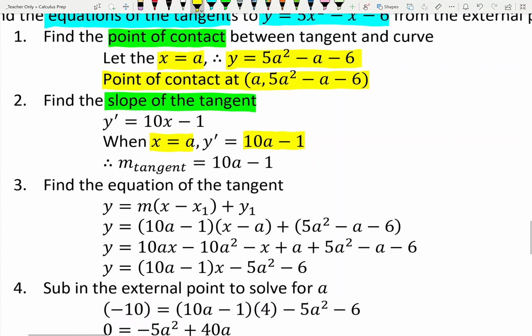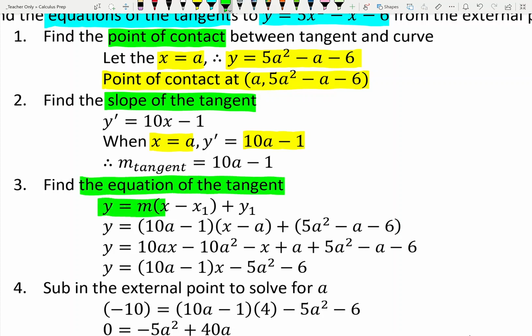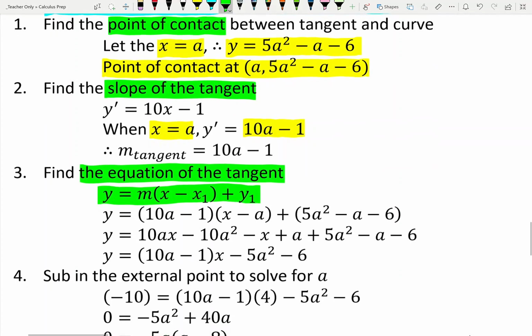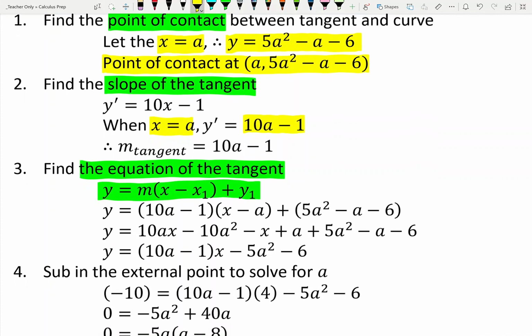From here, it's the same process again. We find the equation of the tangent using our standard rule. Very, very carefully we sub in our slope, 10a minus 1, times x minus x1, where x1 is our x coordinate, which is a, plus our y coordinate, which is 5a squared minus a minus 6. We carefully FOIL out the first set of brackets and expand everything. Then we collect our like terms.